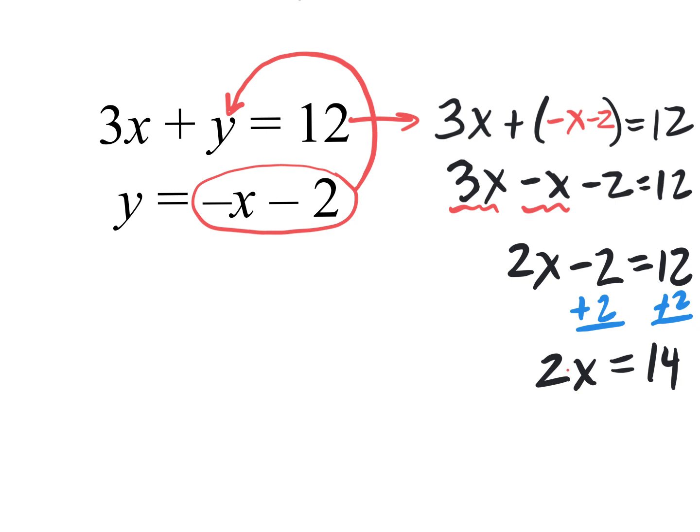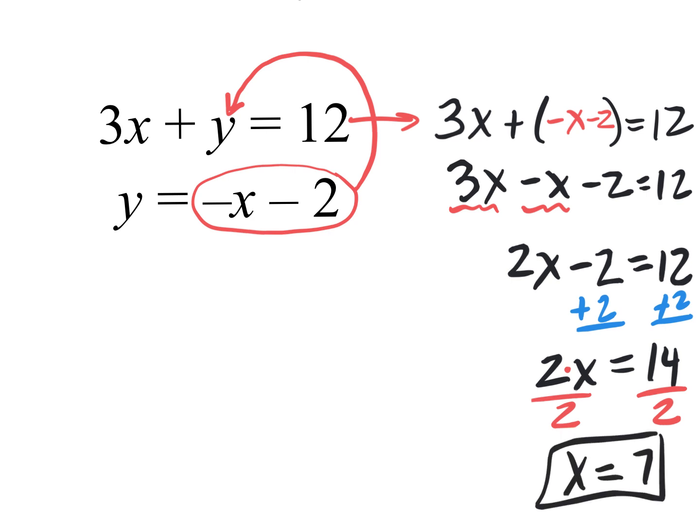We already know the answer is 7, but let's show the work. How do you get rid of multiplication by 2 in front of the x? You divide by 2. That's the inverse operation. What you do to one side, do to the other. Divide by 2, and you will get your final answer, x equals 7. So we have one answer. We need the other. All you have to do is plug it back into any equation you want.